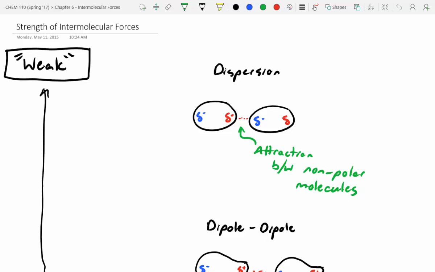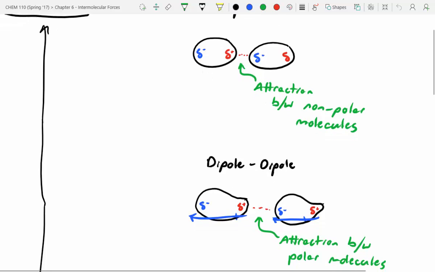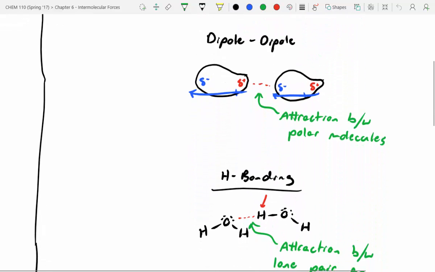All right, so last Friday we finished up talking about the various intermolecular forces, and we said that on a scale of weak to strong, dispersion forces are typically thought of as weak, and it's an attraction between two nonpolar molecules where there's no net dipole. And then as we increase the intermolecular force strengths, we go to dipole-dipole. That's the interaction between two molecules that have an overall net dipole.